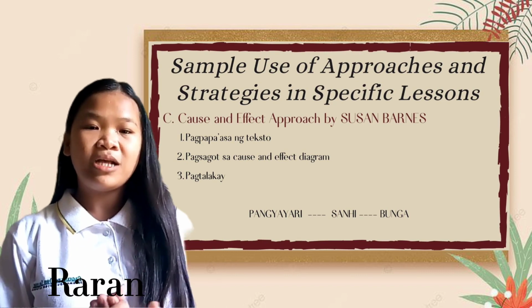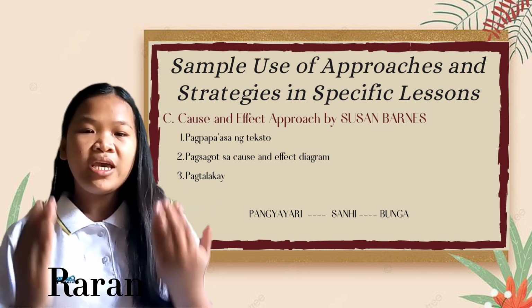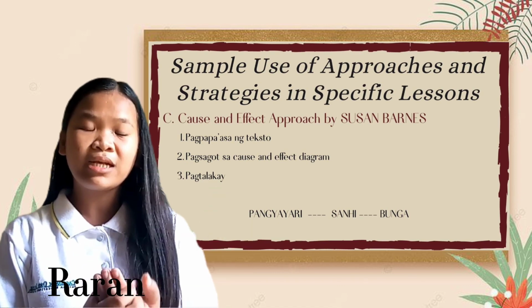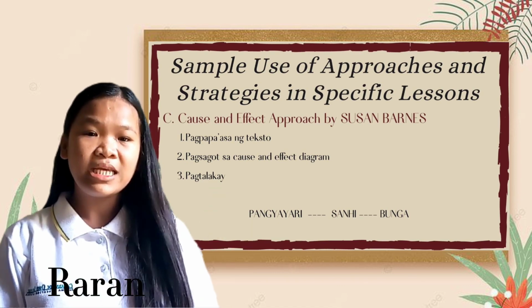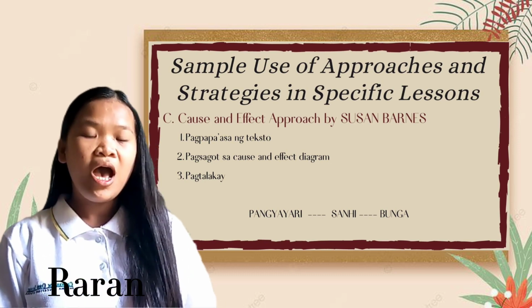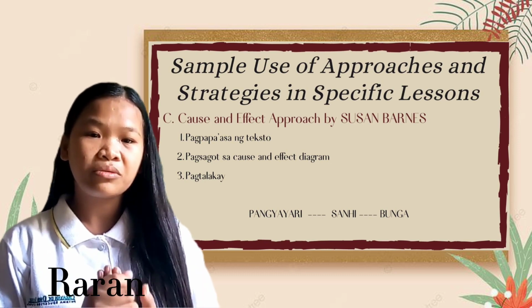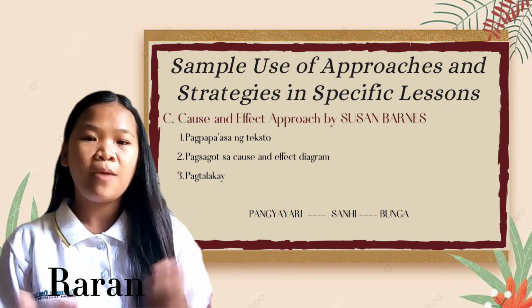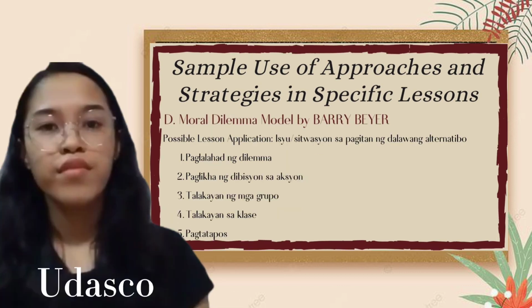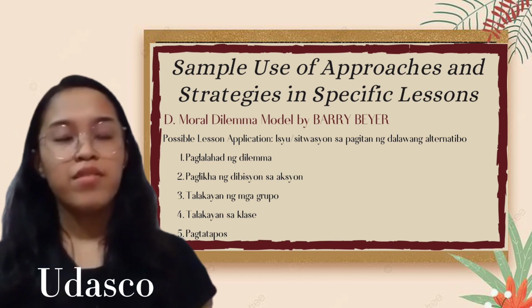So for example, ang topic is climate change. So here in pangyayari, you're going to write here kung unsay nahitabo all in all during sa climate change. And then dayon sa sanhi, you're going to write here kung unsay hinungdan nganong naay climate change. And also sa bunga, you're going to write here kung unsay epekto or impacts sa climate change sa mga tao, all in all.